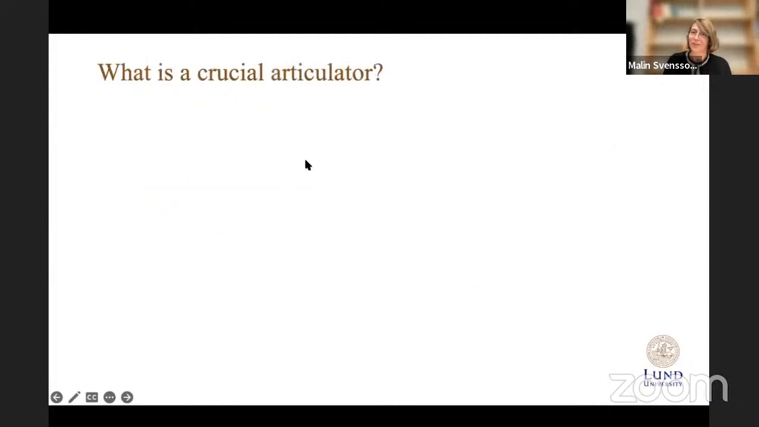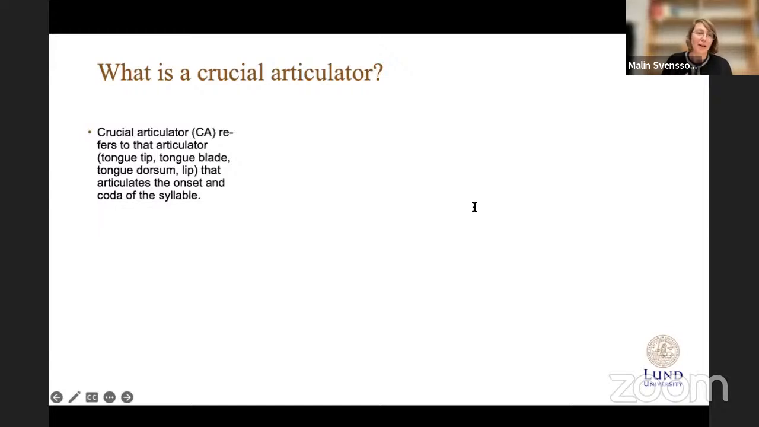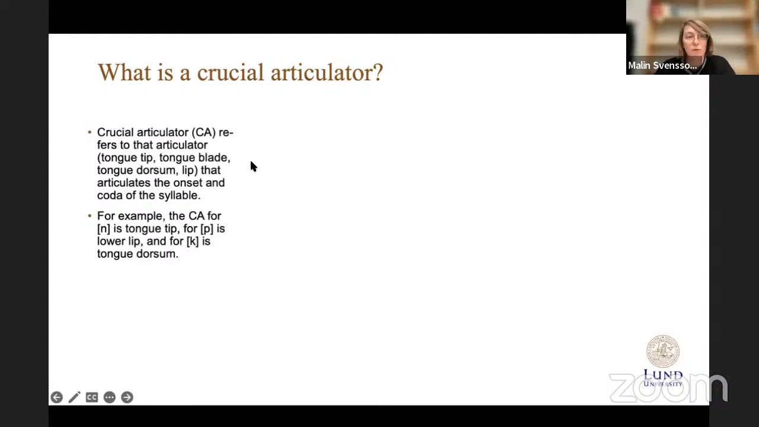So what is a crucial articulator? Well, it refers to that articulator that articulates the onset and the coda of the syllable. So for example, for N, a crucial articulator is the tongue tip. For P, it's the lower lip. And for K, it would be tongue dorsum. And this stems from the CD model, the crucial articulator.